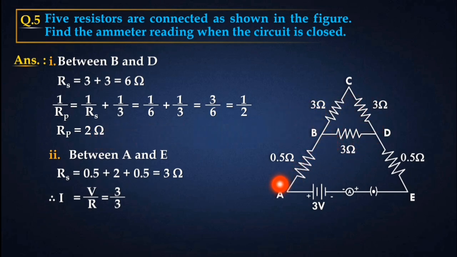Okay, next, whatever effective resistance there was between A and E, we took that, and along with it we added whatever resistance was between B and D. Thus we got a total resistance R, which is equal to 3. So therefore ammeter reading equal to 1 ampere. So current is 1 ampere when the circuit is closed.